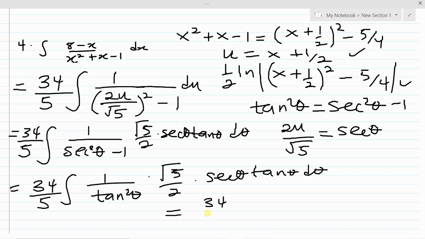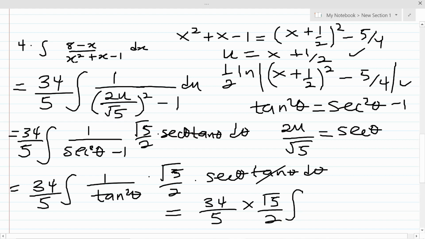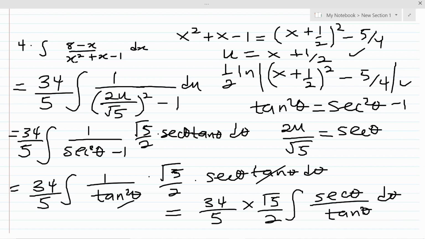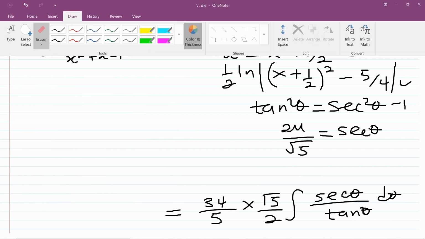34 over 5. I'm pushing the square root of 5 over 2 out. I'll get square root of 5 over 2. Then the integral of this tan theta will take one of these. Okay, so we get sec theta over tan squared theta, sorry, tan theta. Okay, because one theta will go, and that becomes that. Okay, now let's try to clean everything and write everything afresh.